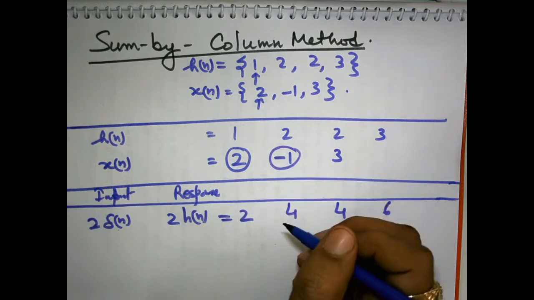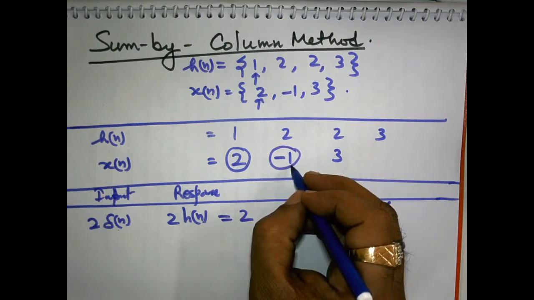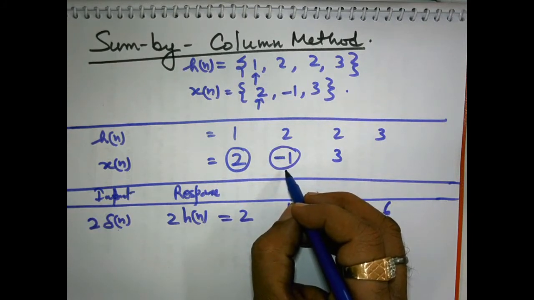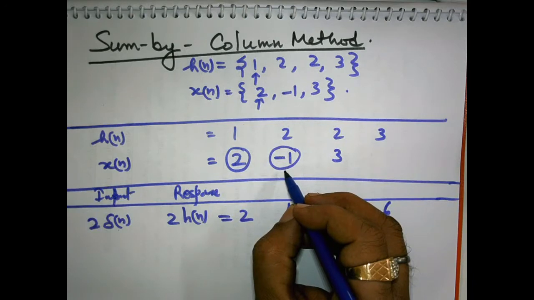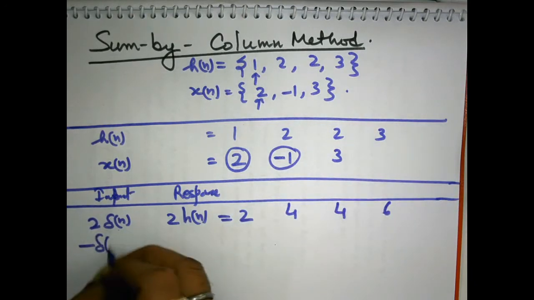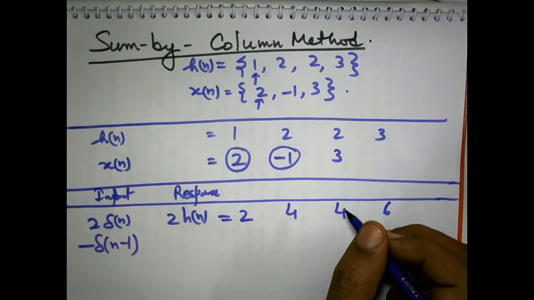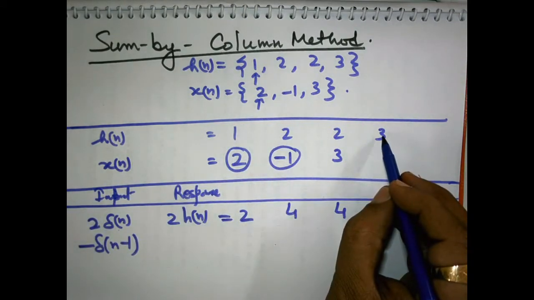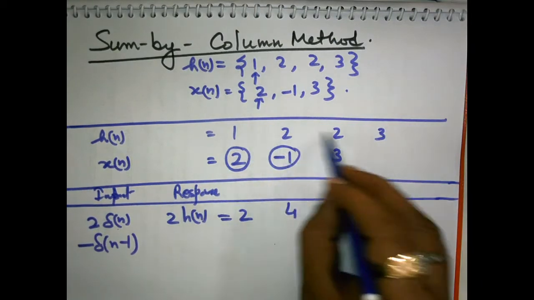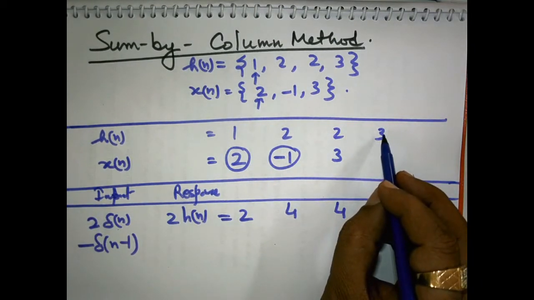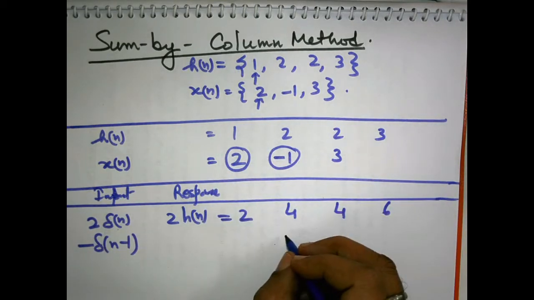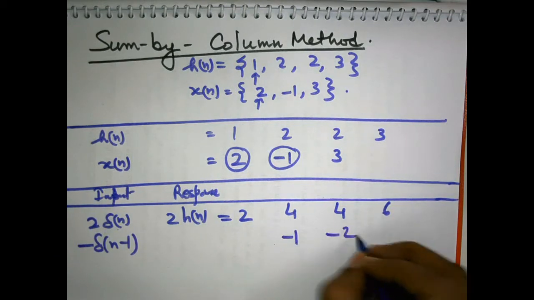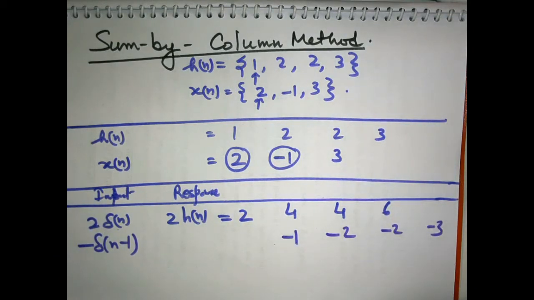Now, what will be the output for this input, which is minus 1 delta n minus 1? Okay. This signal is minus delta n minus 1. So simply the hn will be multiplied, each and every sample, by minus 1, and each and every sample is shifted by 1 unit in time. Okay. So if we do this, it will be minus 1, shifted 1 unit in time, minus 1, minus 2 and minus 3.